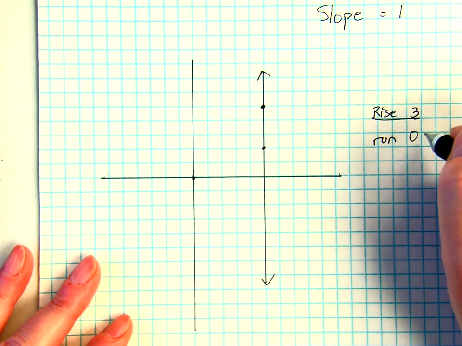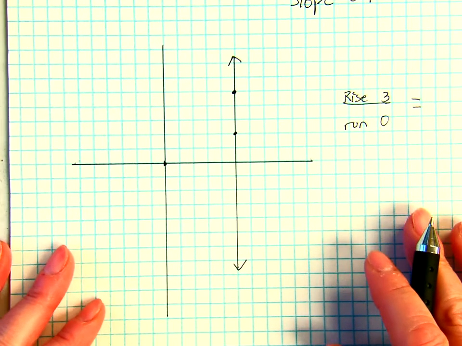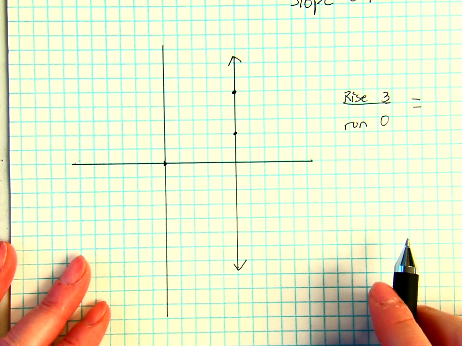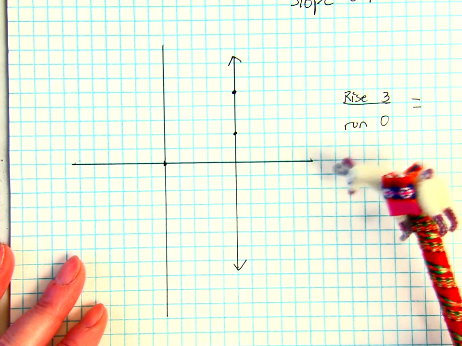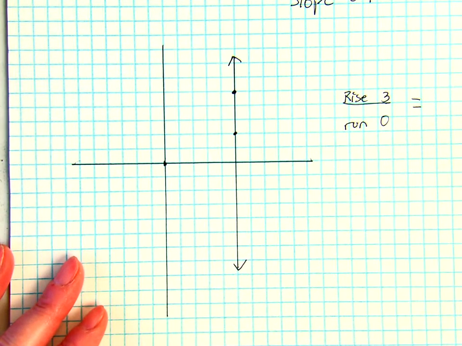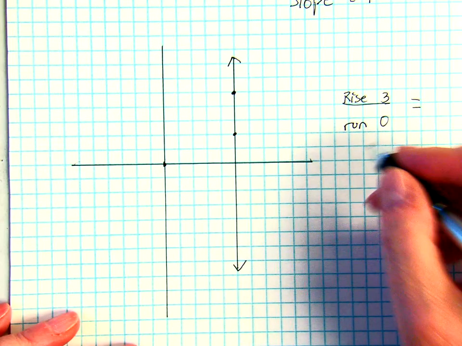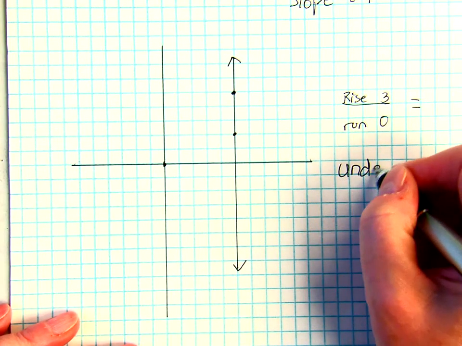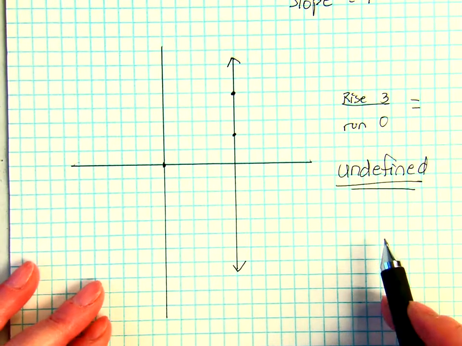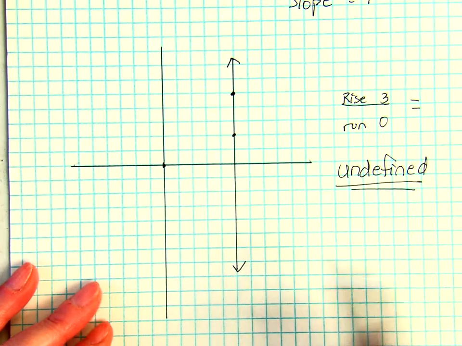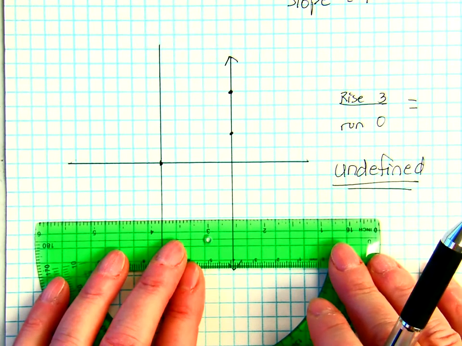So 3 divided by 0 is equal to, does anybody say 0? Because that would be wrong. Here is Mr. Llama saying no. That would be wrong. We never divide by 0. So what we are going to say is that this is undefined. All vertical lines are undefined on the slope. Now, let's say I have a horizontal line.